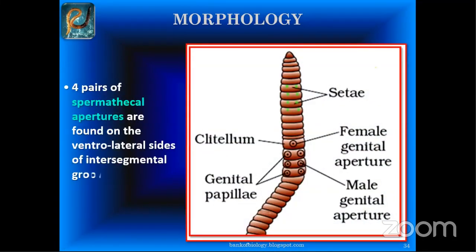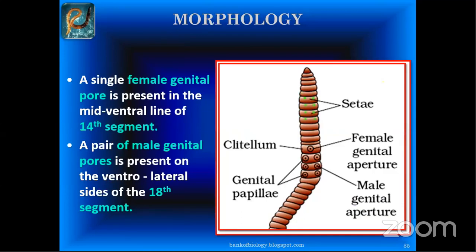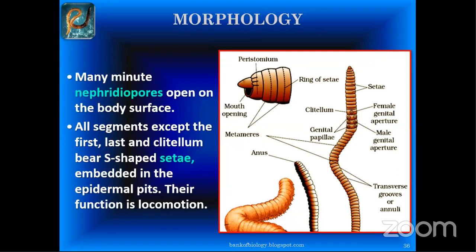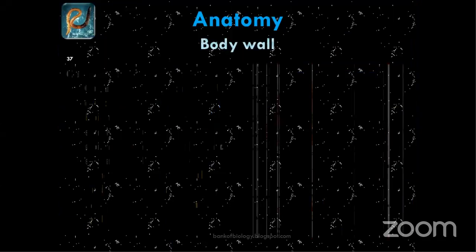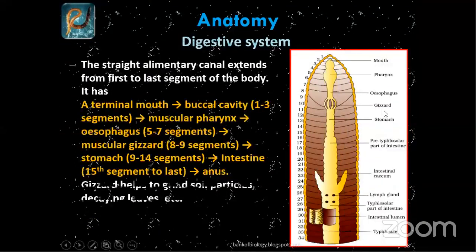There are three spermathecal apertures found in the 5th to 9th segments. Then there is a female genital pore found in the 14th segment. A pair of male genital pores are present in the ventrolateral sides of the 18th segment. Many minute nephridiopores open on the body surface. All the segments except the first, the last, and the clitellum bear S-shaped setae, which help in movement. Then the body wall has a thin non-cellular cuticle, then the epidermis, two muscle layers, circular and longitudinal, then the internal organs.